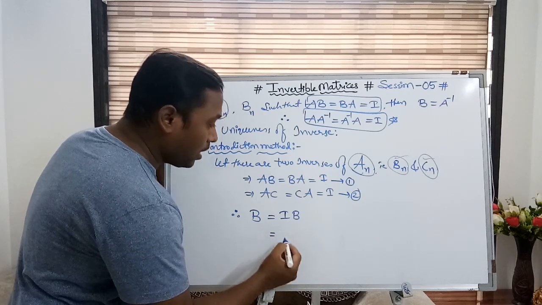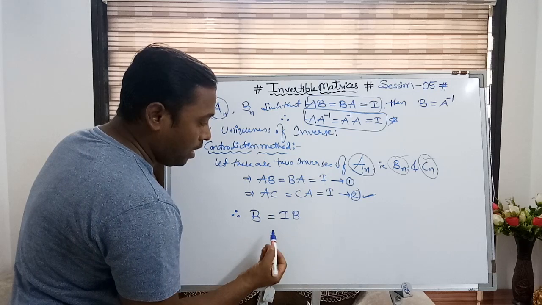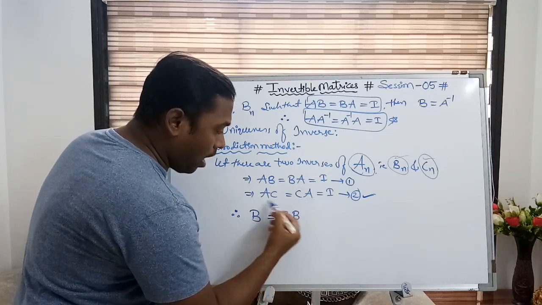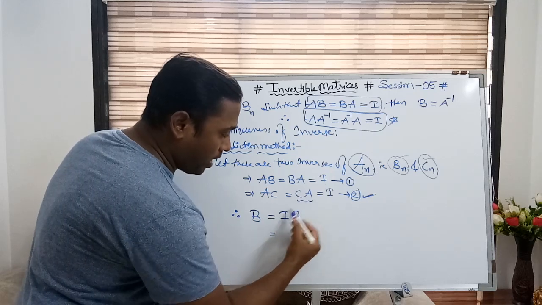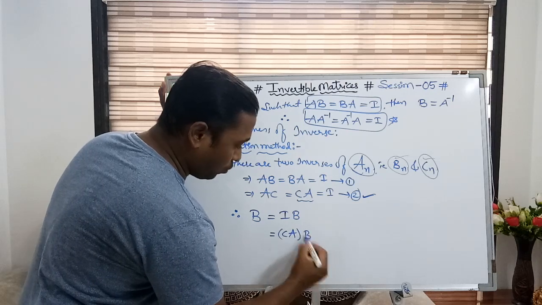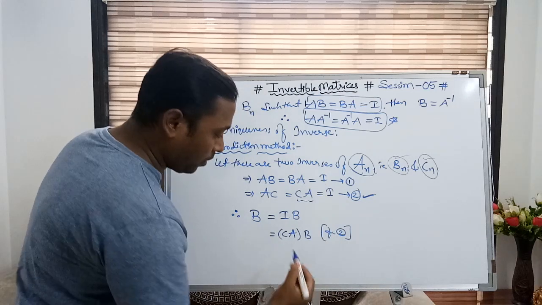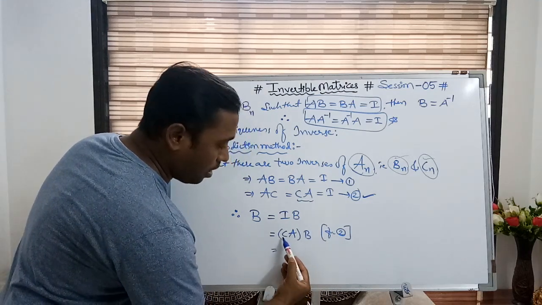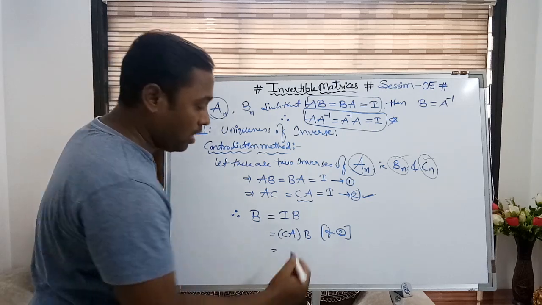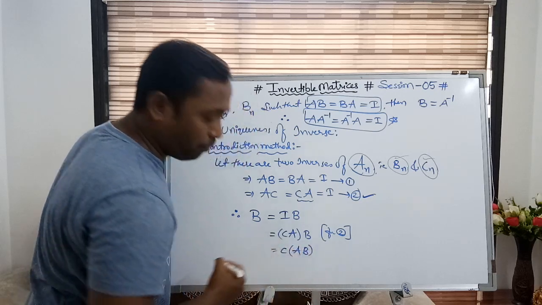Now from the second equation, this I can be replaced with CA or AC. So I am replacing this I with CA. So I can write CA into B, which is taken from the second result. Ultimately, the product of three matrices is associative in nature, so I can write this product as C into AB also.